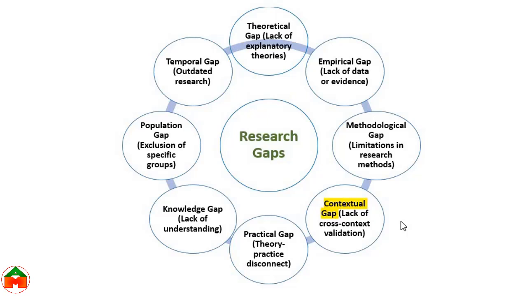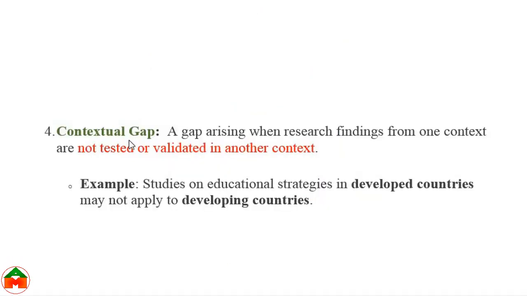Now we are going to learn about the contextual gap, where there is a lack in cross-context validation. In the contextual gap, we can see a gap arising whenever the researcher doesn't test the theory in various contexts. As for example, a gap arising when research findings from one context are not tested or validated in another context.